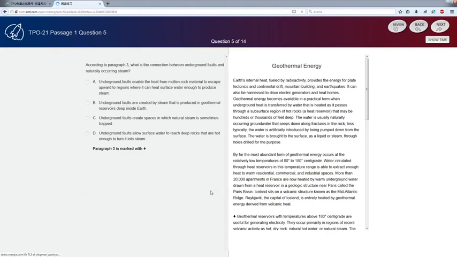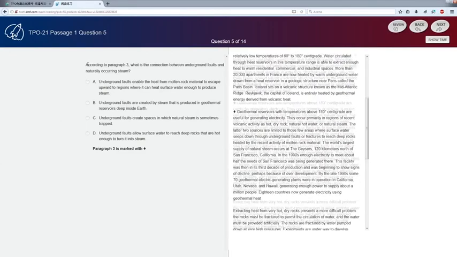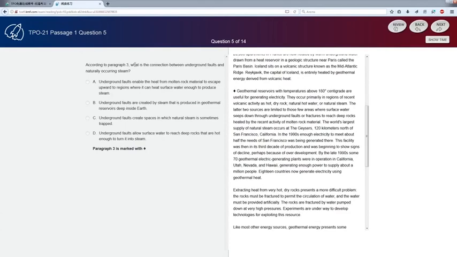So, our last question. Again, according to paragraph 3, WH question. It's a detailed question, guys. What are you going to do? Identify the keywords. What are the keywords? Underground faults and naturally occurring steam. Okay. What's the next step? Go ahead on the third paragraph, skim through the passage, find those keywords on the paragraph. Okay, let's see. Not a big deal, right?